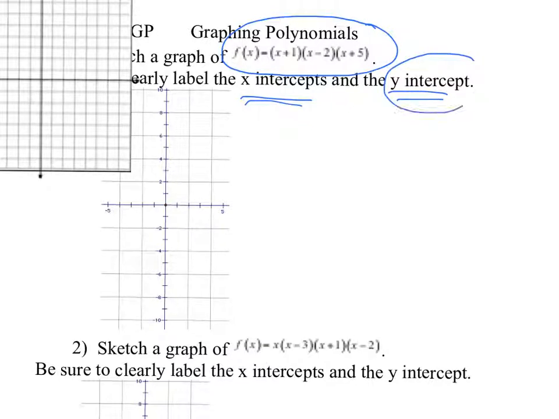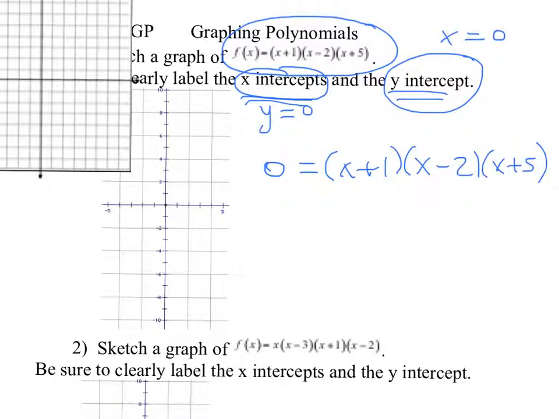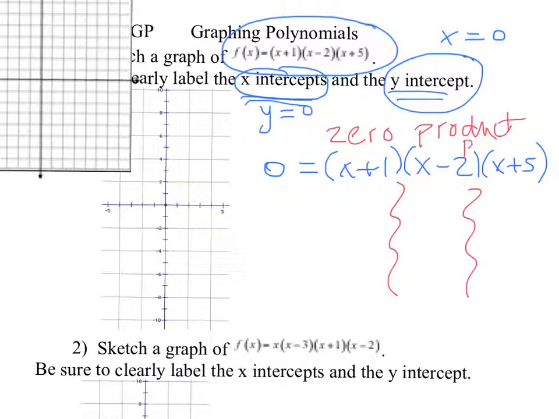For a y-intercept, we know that x needs to equal 0. And for an x-intercept, we know that y needs to equal 0. So we're going to set f(x) equal to 0 and rewrite the equation. To find the x-intercepts, we are going to use the zero product property, where we set every factor equal to 0.